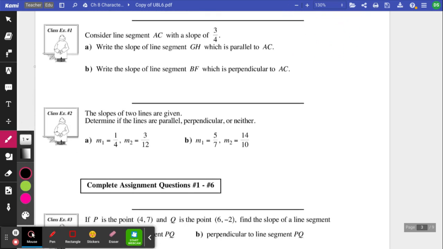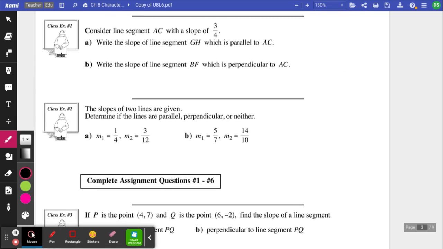It says consider the line segment AC with a slope of 3/4. Write the slope of a line segment GH, which is parallel to AC. So parallel means what? They don't ever cross, they're going at the same steepness, which is the same slope. So if this line has a slope of 3/4 and you want yours to have the same slope, it's going to be 3/4. That's all there is to it. It's nothing mind-blowing. They have the same slope if they're parallel. If it was perpendicular, it would be negative, and you would flip it over.